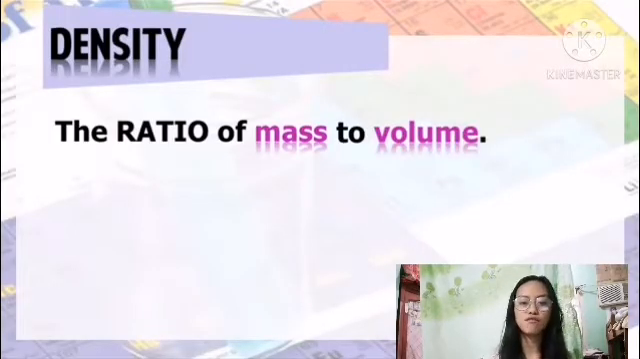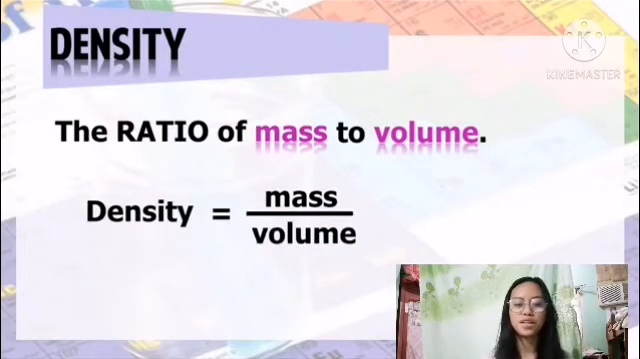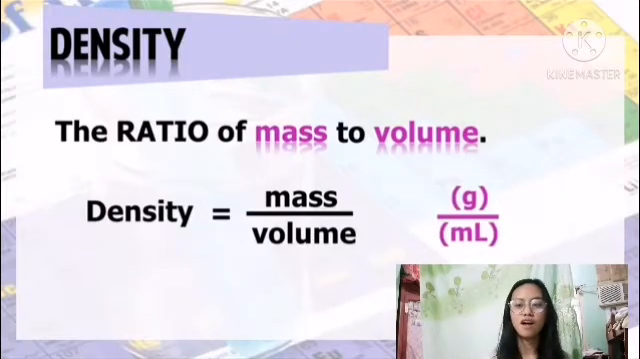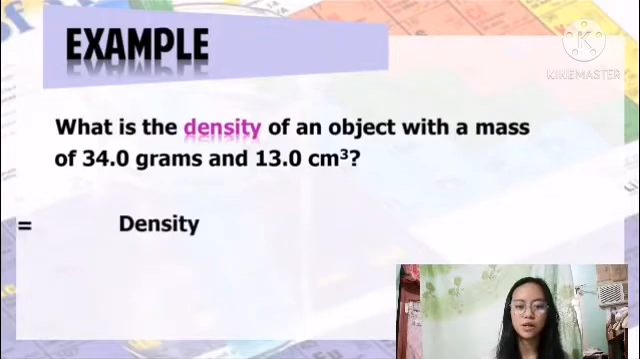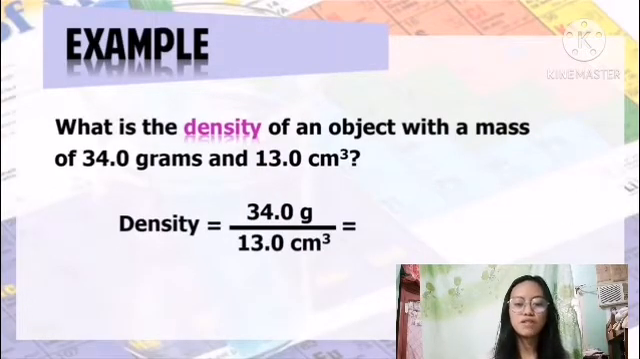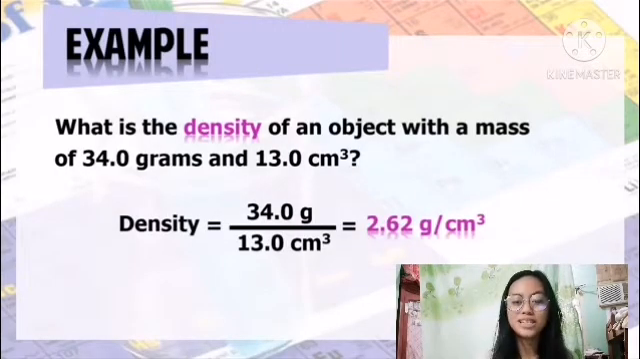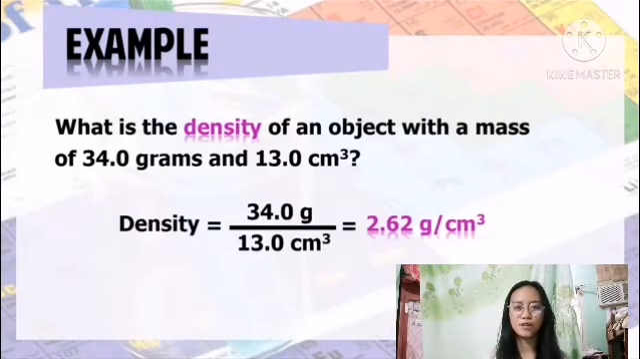Density is the ratio of mass to volume, which gives us the formula: density is equivalent to mass over volume, with an answer in grams over milliliters. For example, what is the density of an object with a mass of 34 grams and a volume of 13 cubic centimeters? Density is equivalent to mass over volume, which gives us an answer of 2.62 grams per cubic centimeter.